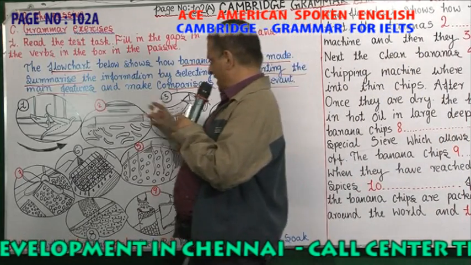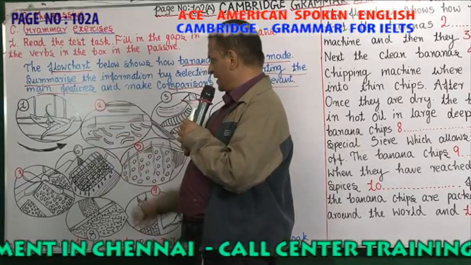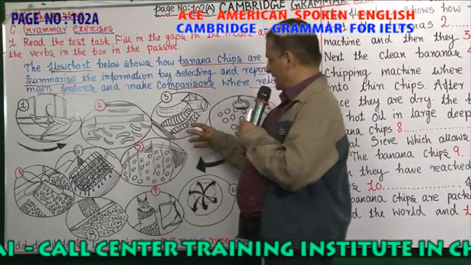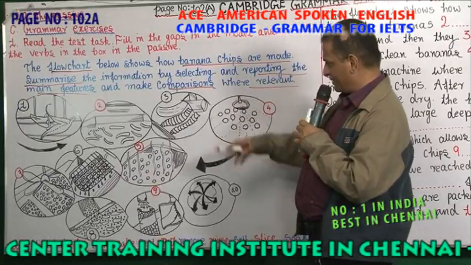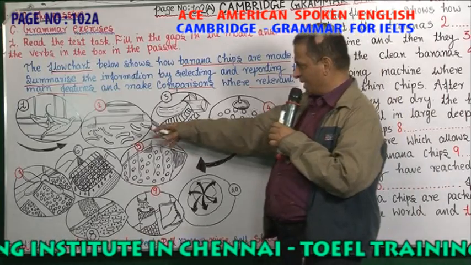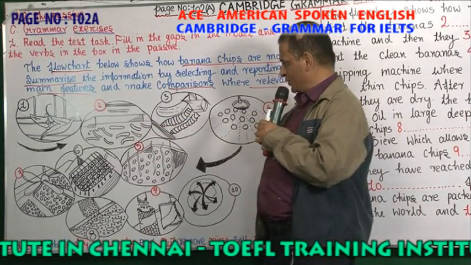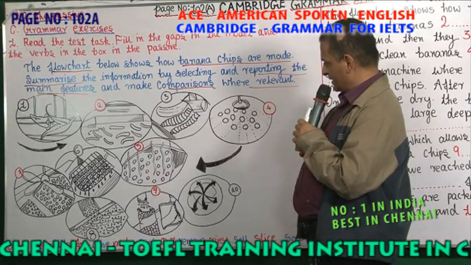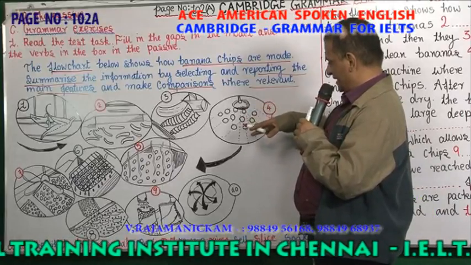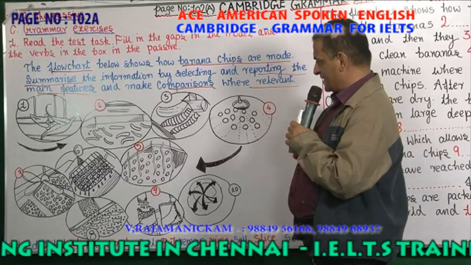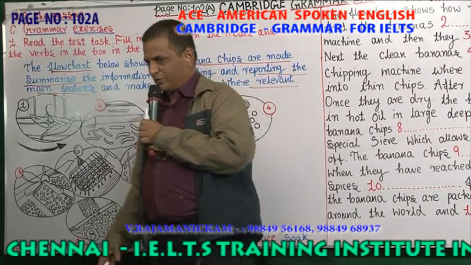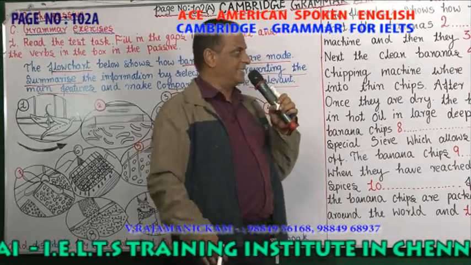So ten diagrams are given. The banana is peeled, then it is cut in slices. Then what happens? The diagram shows something like slices, I think. So the banana is put under, it is made to get dried, then it is cut, I think. Then after that, here it is sliced into small slices. Then it is put into something like, so when you go through this explanation, then you can easily understand.